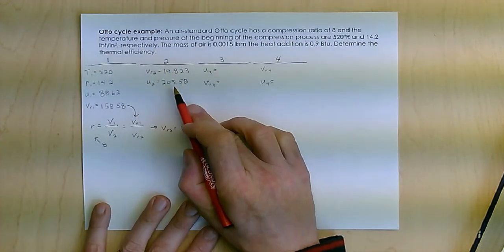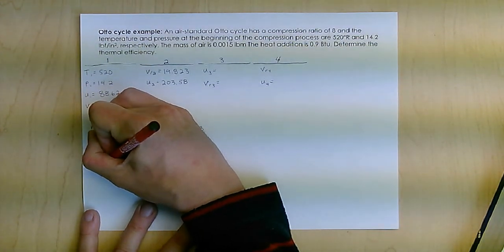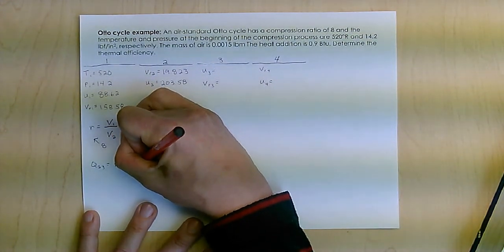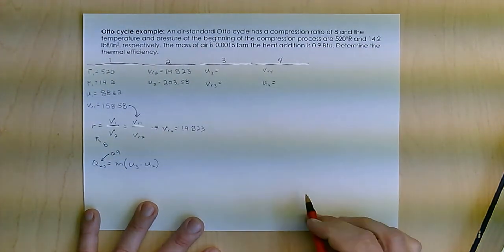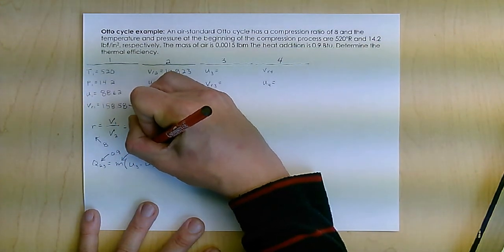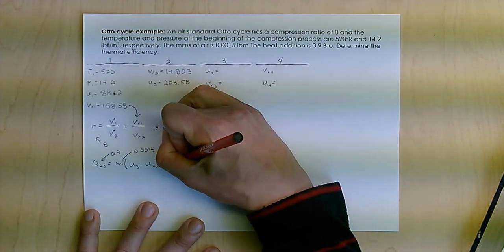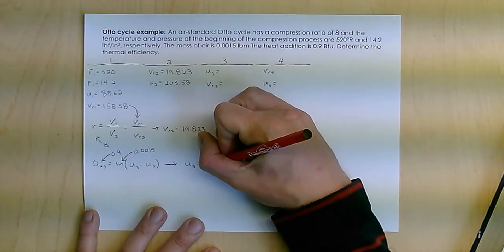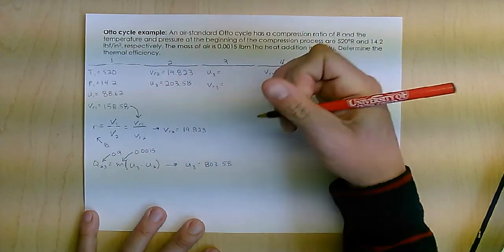Now that I have state 2, knowing that my heat addition is 0.9, I can say Q2 to 3 equals my mass times U3 minus U2. Now again, this is 0.9, given in the problem statement, and the mass is 0.0015. I have U2 that I can plug in. From this, I can do the calculation and find that U3 equals 803.58. So now I have U3.